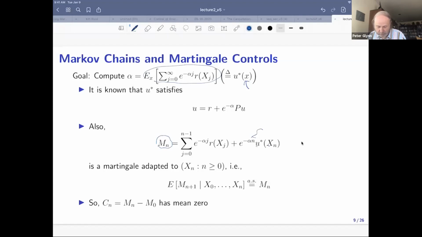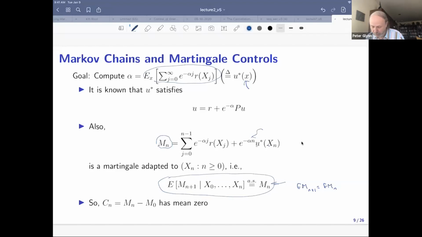A martingale, of course, is a sequence of random variables having the property that its conditional expectation at time n plus 1, given the history of the chain up to time n, is exactly the value of the martingale at time n. That defines what we call a martingale. One implication is that if I take the expected value of both sides of this equation, I can conclude that the expected value of M_{n+1} is equal to the expected value of M_n. In other words, martingales have the property that the mean doesn't change over time.